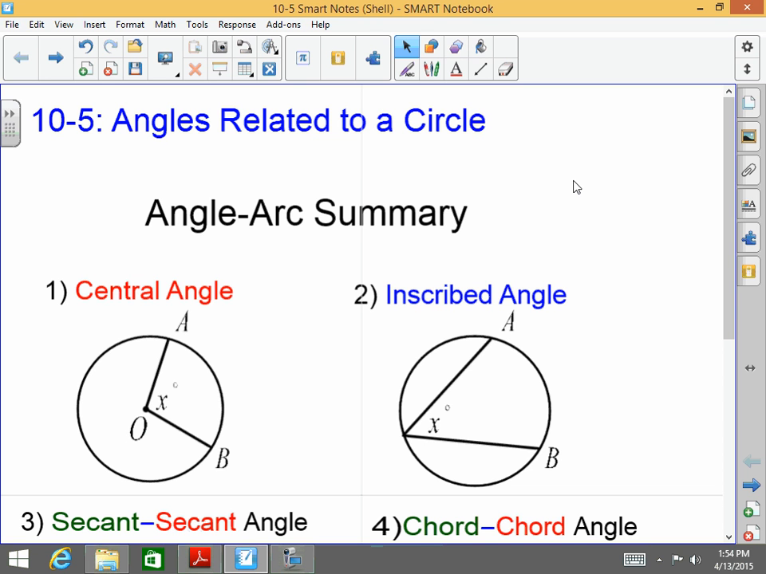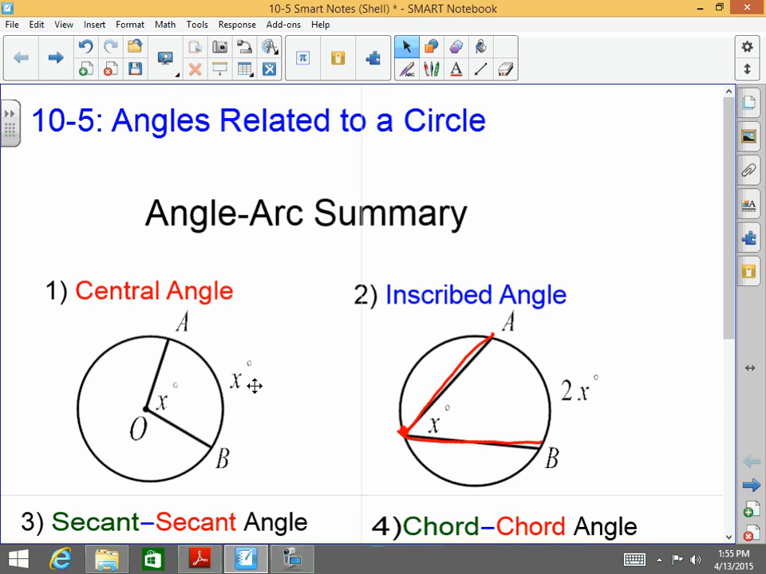For the central angle, guys, when you have a central angle, the arc is going to be equal to the central angle, regardless of what it is. Okay? When you have an inscribed angle here, guys, inscribed, that means it goes right up against that circle there. When you have that kind of an inscribed angle, the arc is 2 times the inscribed angle.